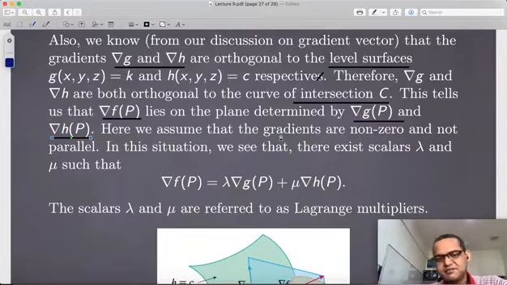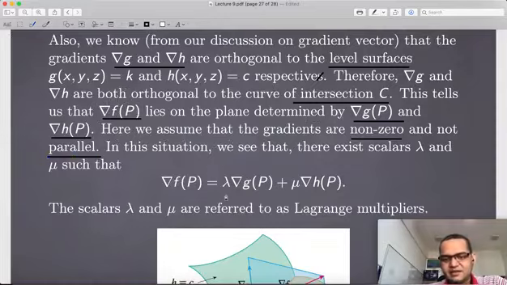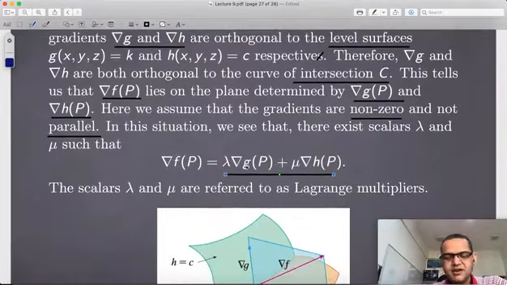Even if one of them is zero, then there are no two conditions, and they must not be parallel. Again, if they are parallel, then these two surfaces are not distinguishable in a way. So we assume that the gradients are non-zero and non-parallel. So we can write down the gradient of f, because it lies on the plane determined by these two. This is going to be expressed as a linear combination of these two gradients, or these two vectors.